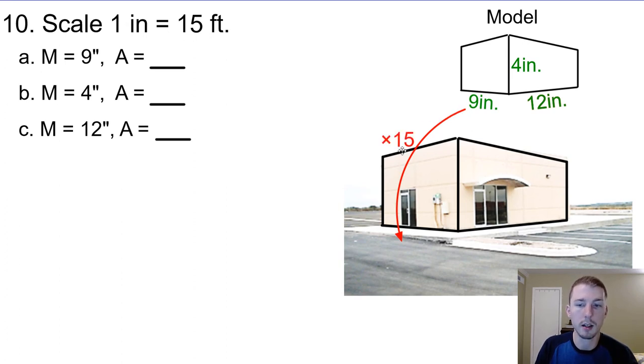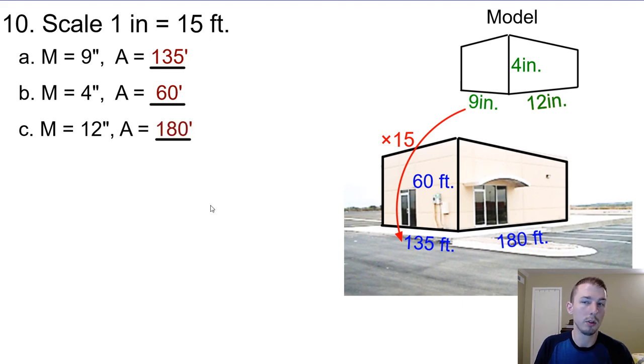So what's 9 times 15? Well, that's going to be 135 feet. Okay, so then if we have a height of 4 inches, again, same scale factor, times 15. That's going to be 4 times 15 is 60 feet. And then 12 feet times 15 is going to be, I believe, 180 feet. So real simple. Once you have your scale factor, you pretty much got it.